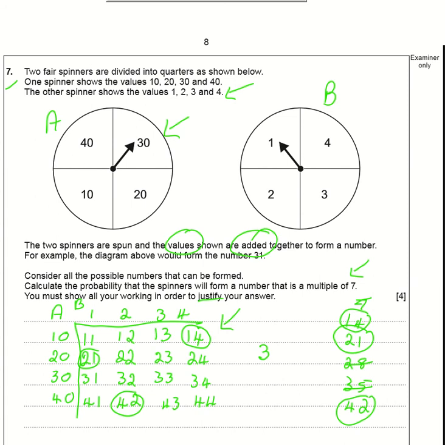So the probability of a multiple of 7 is 3 out of however many values there are. And if I count up the values, I can see I've got 4, 8, 12, 16. So the probability of getting a multiple of 7 is 3 over 16.